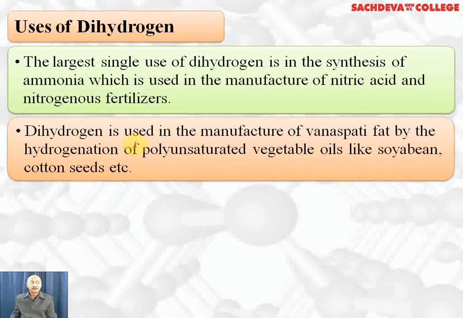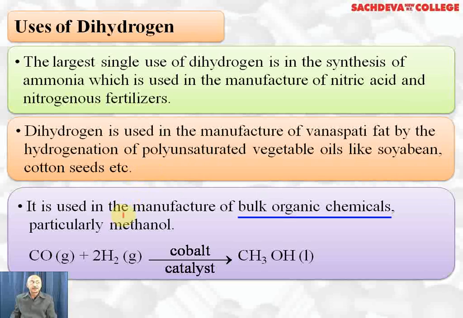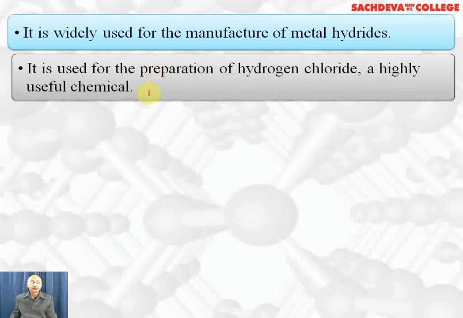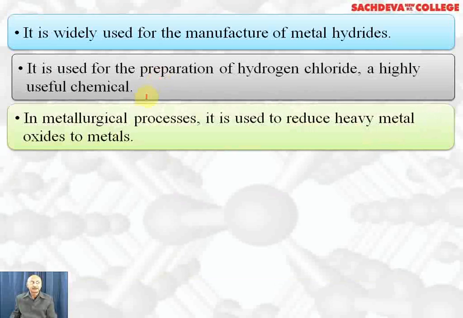Dihydrogen is used for making vanaspati ghee from vegetable oils, which have a large number of double bonds. That's why they are polyunsaturated oils like soya bean and cottonseed oil. It is used in manufacture of bulk organic chemicals, particularly methanol. Carbon monoxide gets reduced by hydrogen in presence of cobalt as a catalyst to give methanol. It's widely used for manufacture of metal hydrides. It is used for preparation of hydrogen chloride, which when dissolved in water gives hydrochloric acid. In metallurgical processes, it is used to reduce heavy metal oxides to metals.